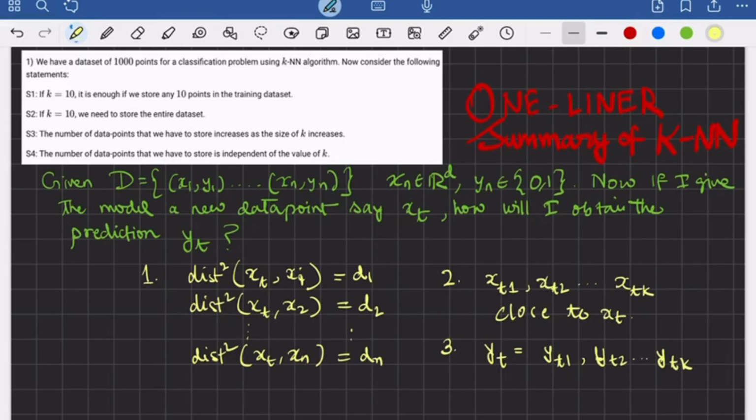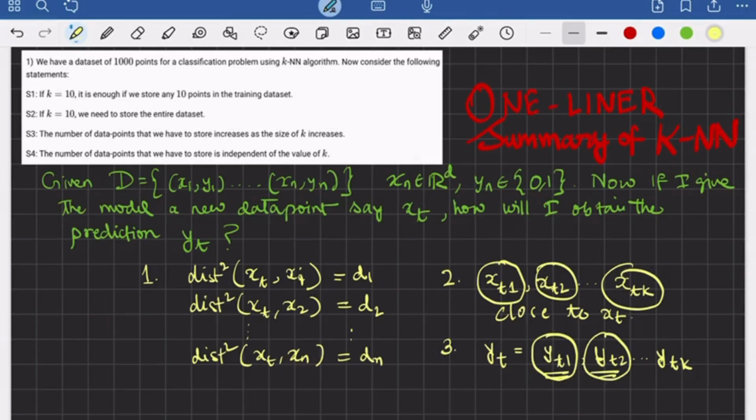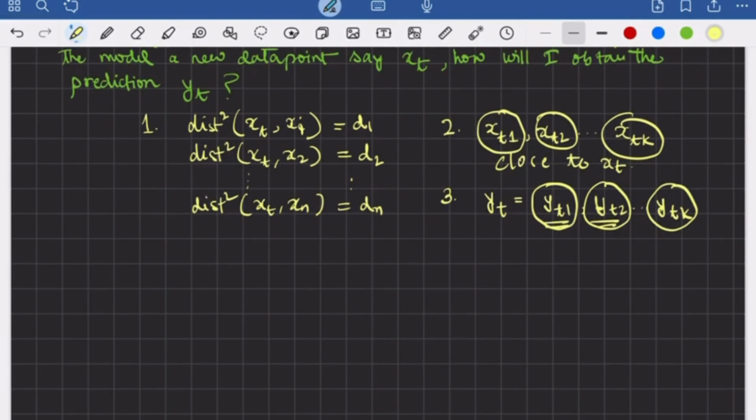Remember, this is a supervised learning problem, so we already have access to these labels. Why do we have access to these labels? Because xt1, xt2, all of these are in the dataset D. Correspondingly, we also have yt1, yt2, and so on. So all of them are in the dataset D. Now what we will do is that yt is chosen to be 0 or 1 based on whether 0 occurs the maximum number of times among yt1, yt2 up to ytk, or 1 occurs the maximum number of times among these labels.